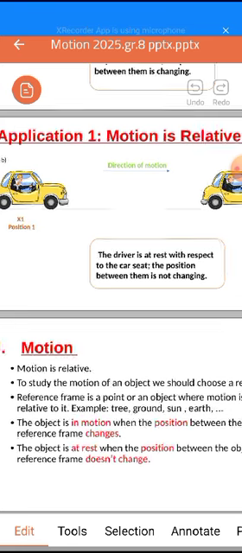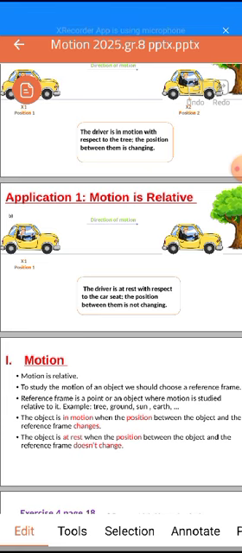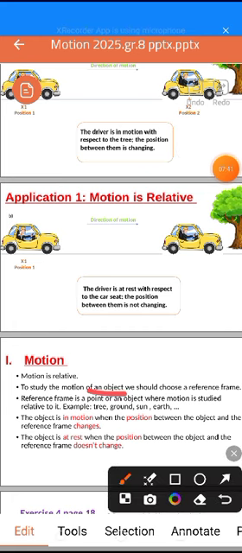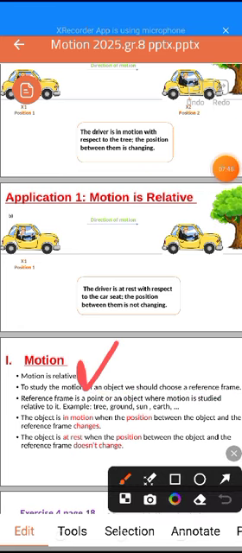So, in order to study the motion of any object, we have to choose a reference frame for it. So, to describe the motion of an object, we must choose a reference frame. What is a reference frame? A reference frame is a point or an object relative to which motion is studied. It could be a tree, ground, sun, earth, etc.